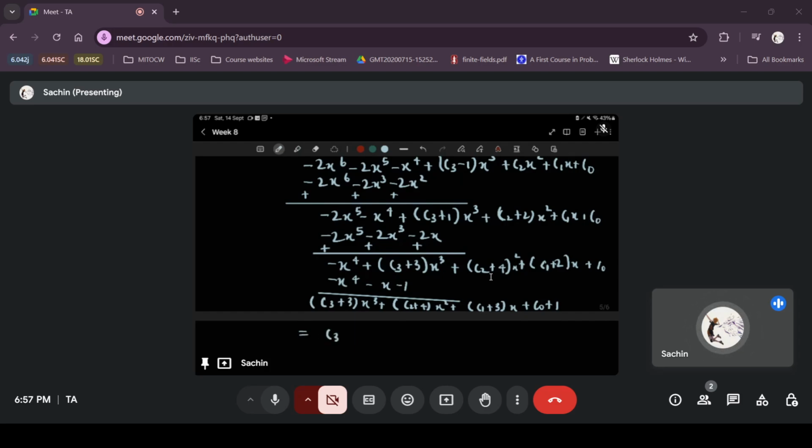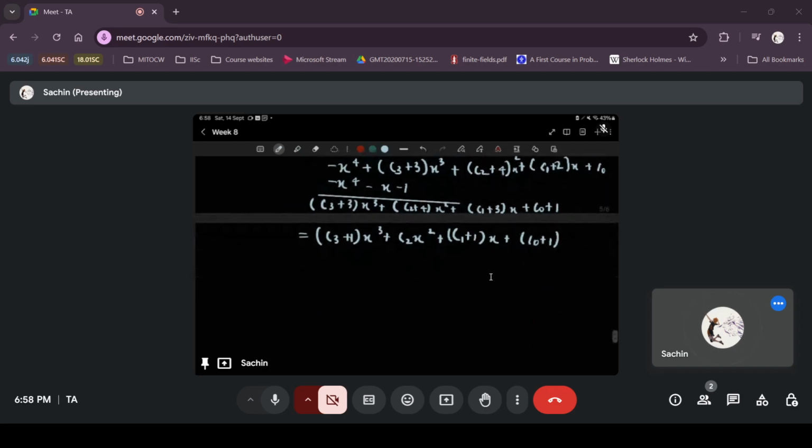So this is equal to (C3 plus 1)x^3, and 4 is 0 in mod 2, so C2x^2, plus (C1 plus 1)x plus (C0 plus 1). Of course, you could have done the mod 2 operation right from the beginning, but modulus works in such a way that you can change your coefficients to mod 2 at any step.